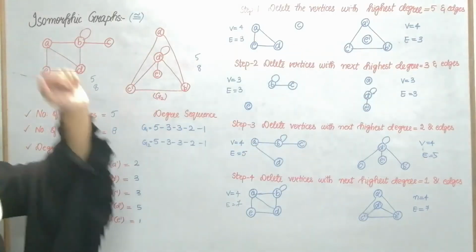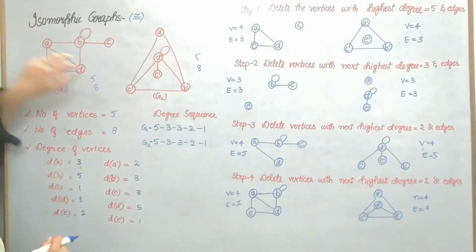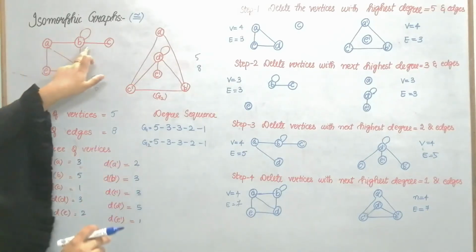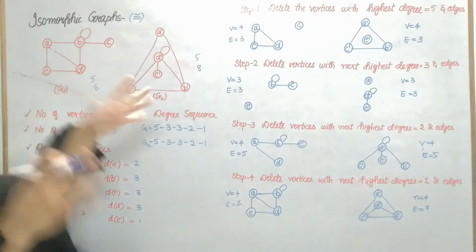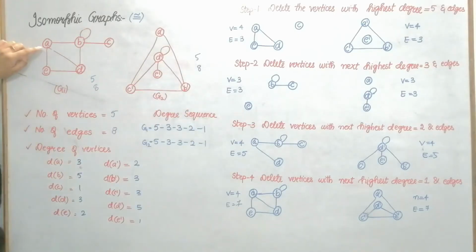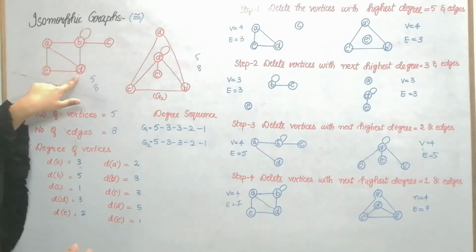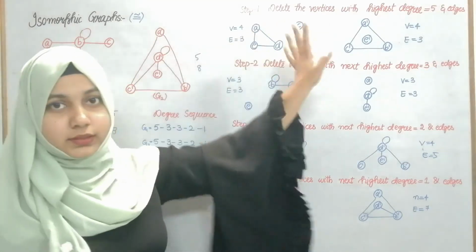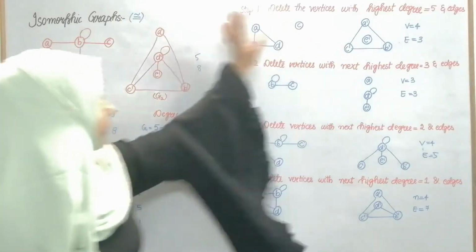Done. Now let's see the edges. The edges coming from B, you need not write. The edge from B to A is not there. The edge from B to C is not there. B to D, there is no edge. The rest will be as it is: A to E, E to D and A to D. Done. Clear? This is done for graph 1.